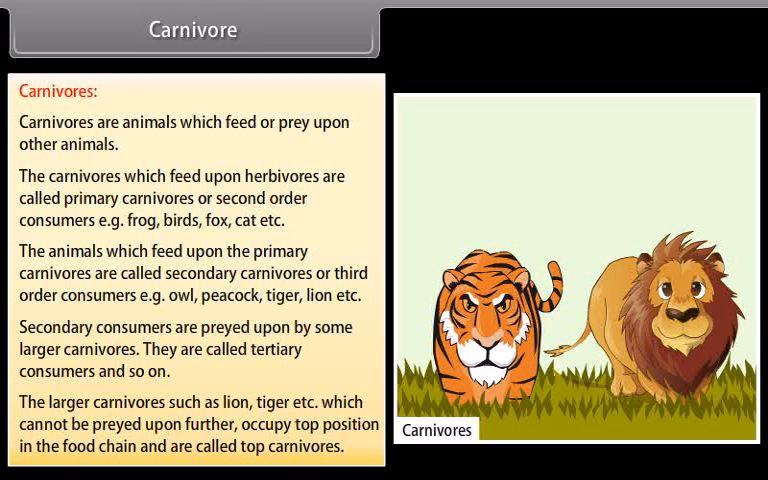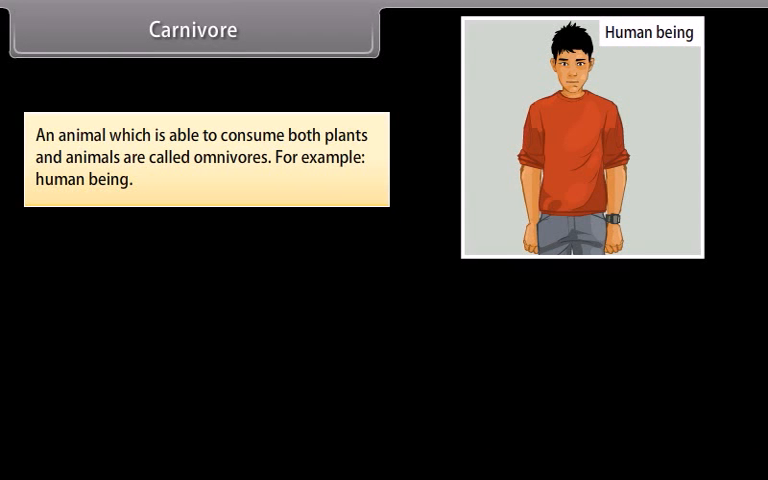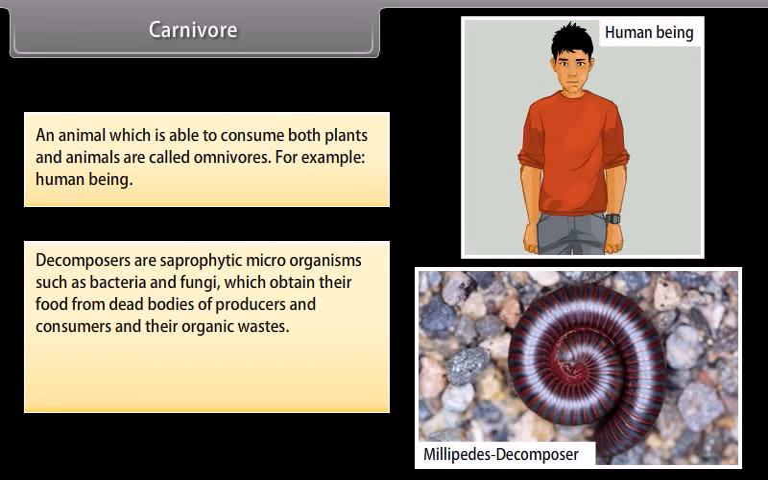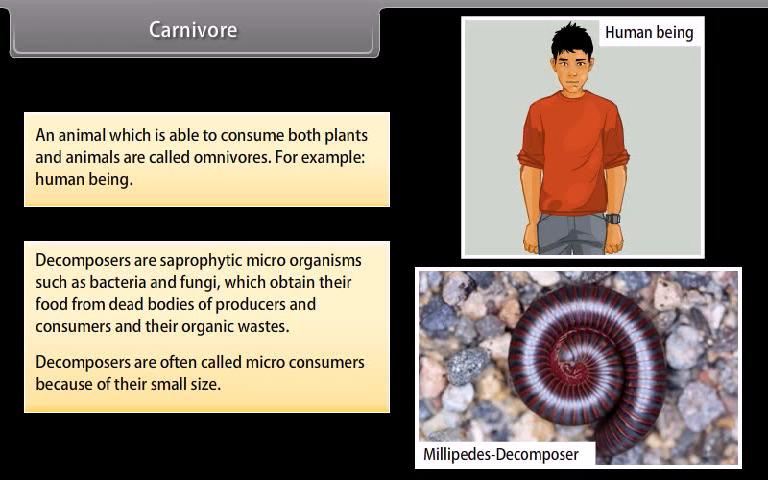The larger carnivores such as lion, tiger, etc., which cannot be preyed upon further, occupy top position in the food chain and are called top carnivores. An animal which is able to consume both plants and animals is called an omnivore. For example, human being. Decomposers are saprophytic microorganisms such as bacteria and fungi, which obtain their food from dead bodies of producers and consumers and their organic wastes. Decomposers are often called microconsumers because of their small size.